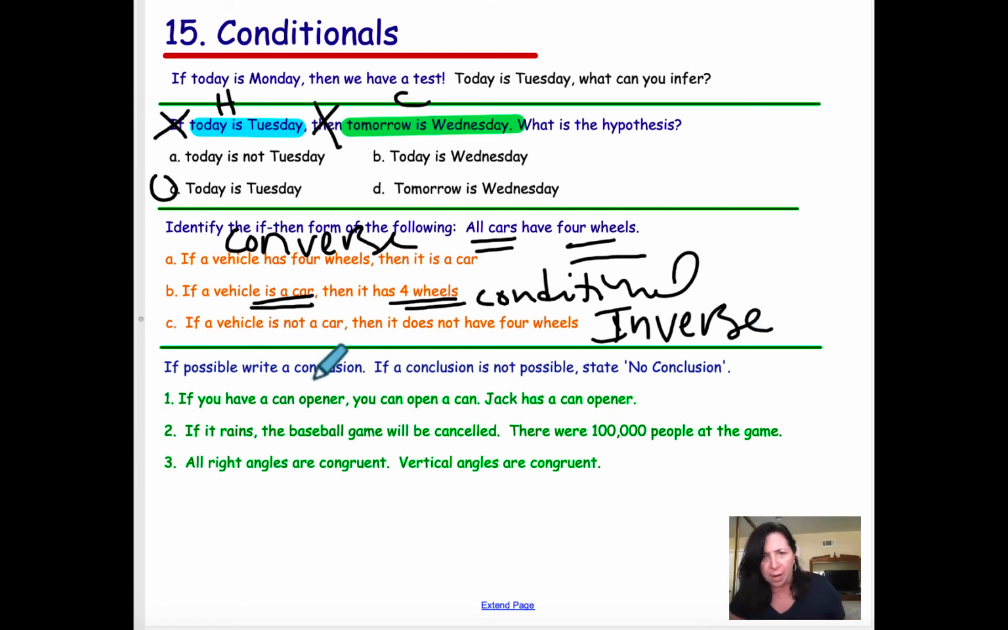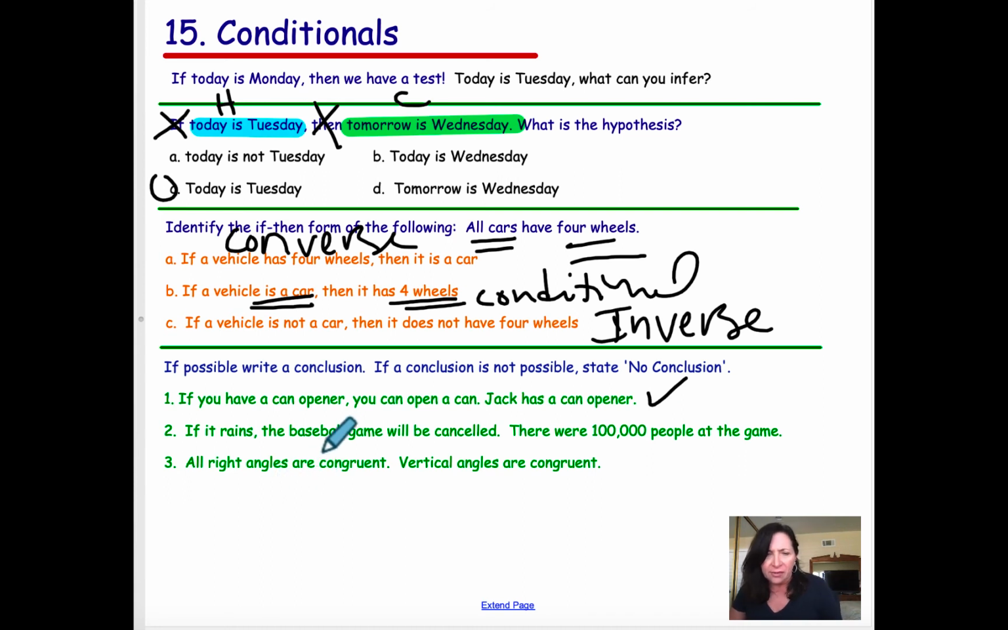If possible, write a conclusion. If the conclusion is not possible, say no conclusion. If you have a can opener, you can open a can. Jack has a can opener. So Jack can open a can. Yes, we have a conclusion. Jack can open the can.